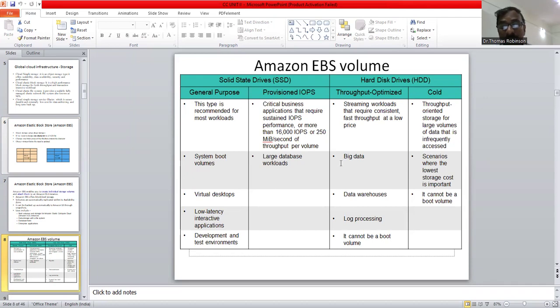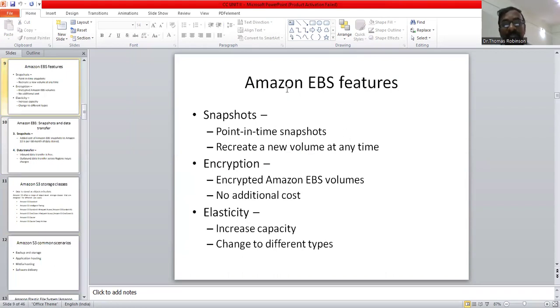The next one is throughput optimized for big data, data warehousing, and log processing. This hard disk can also act as a boot volume. Then the Amazon EBS features: there are snapshot, encryption, and elasticity. We can see these three.